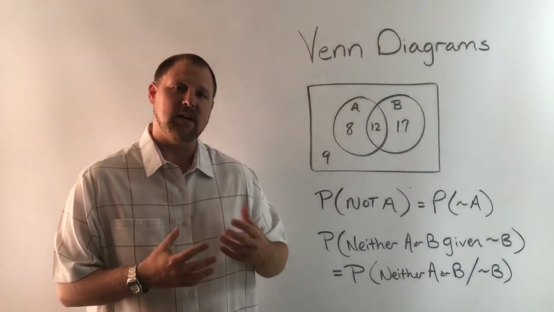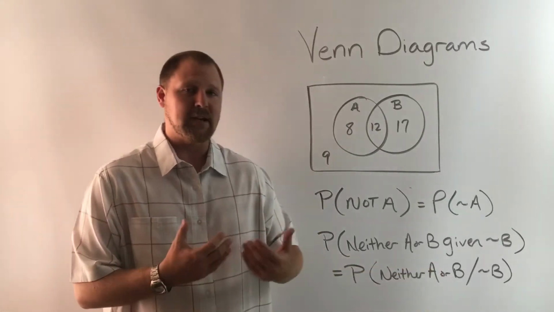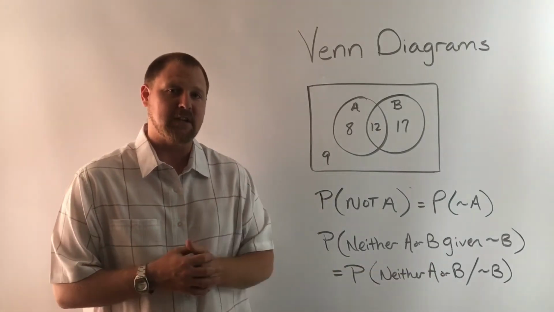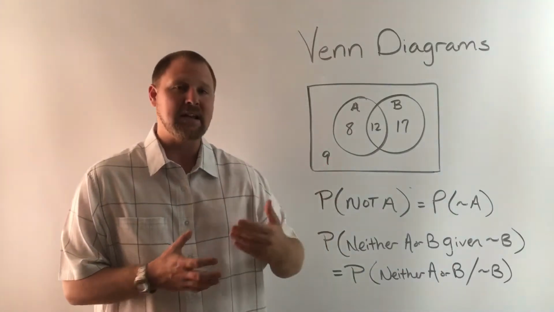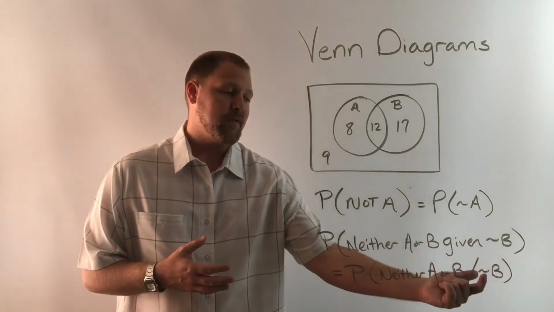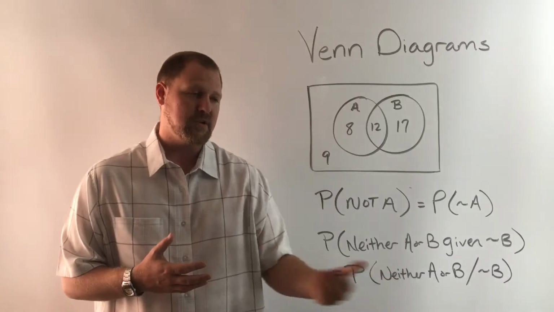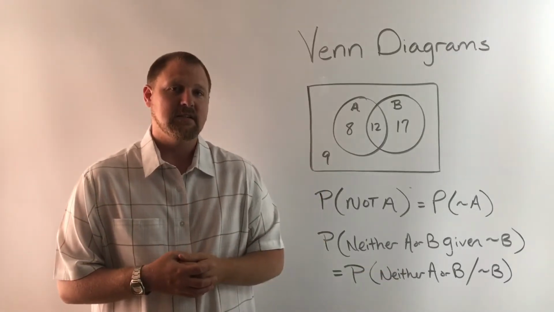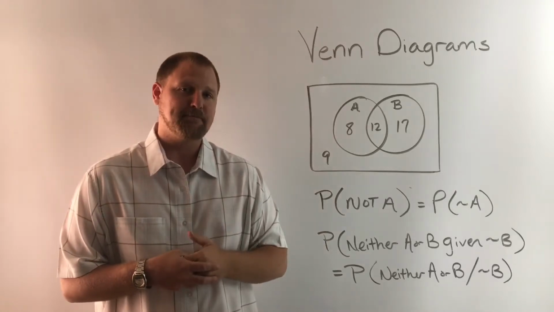And the students will have an issue. A lot of times they will take the first part and forget about that word "given" or that symbol for given, and then they will just take this right here, neither A or B, which is 9, and put it over 46, as opposed to whatever is not B, which is 9 plus 8. So the answer for this one here is 9 over 17, because these 17 are not B.